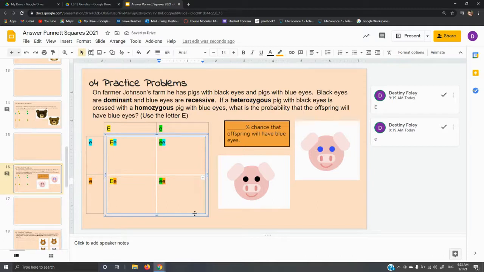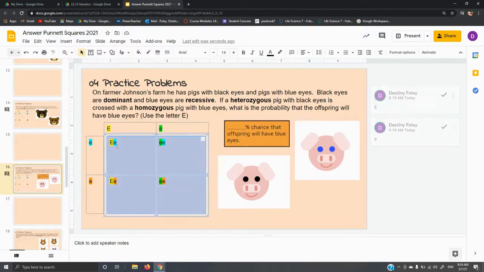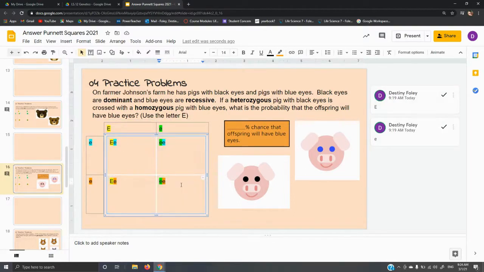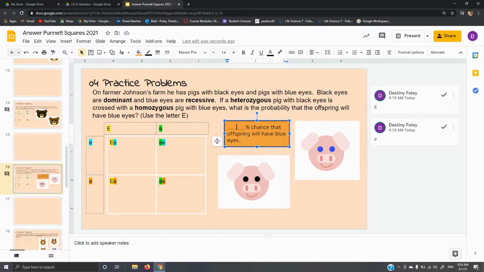Now, we're going to look at the genotypes of these offspring. So here are the parents at the top and at the side, and then we're making the Punnett square here for the offspring. So, you're going to answer here what the percent chance is that the offspring will have blue eyes. Okay? Remember, what are the two alleles that you need in order to have blue eyes?